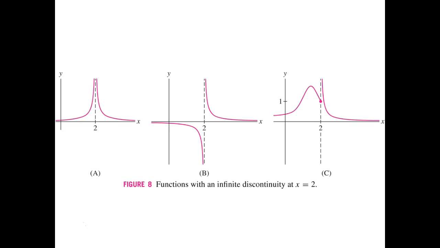Now, here's another. This is a bizarre one. This is not going to infinity here. It's going to a value here. But this one is not. So this is left continuous at x equal 2, but right discontinuous because it's going to infinity as x approaches 2. So this is also an infinite discontinuity at x equals 2.